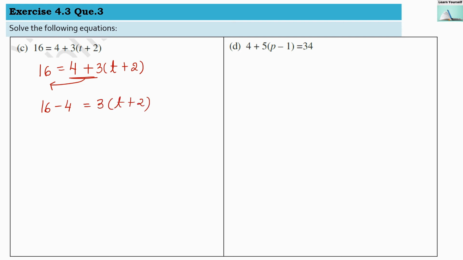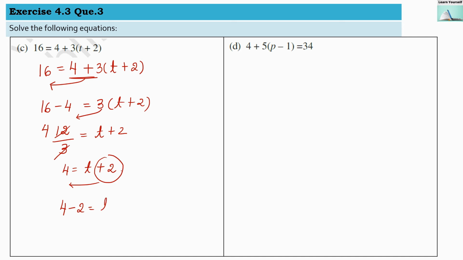So 16 minus 4 will give us 12. Now this 3 we are changing a side. It is in multiplication. So it will go to denominator equals to t plus 2. So 3 4s are 12. So 4 equals to t plus 2, we got it here. Now this 2 is in addition. Once we are changing the sign, we will get minus 2. So 4 minus 2 equals to t. So 2 equals to t, we got it here as a answer.